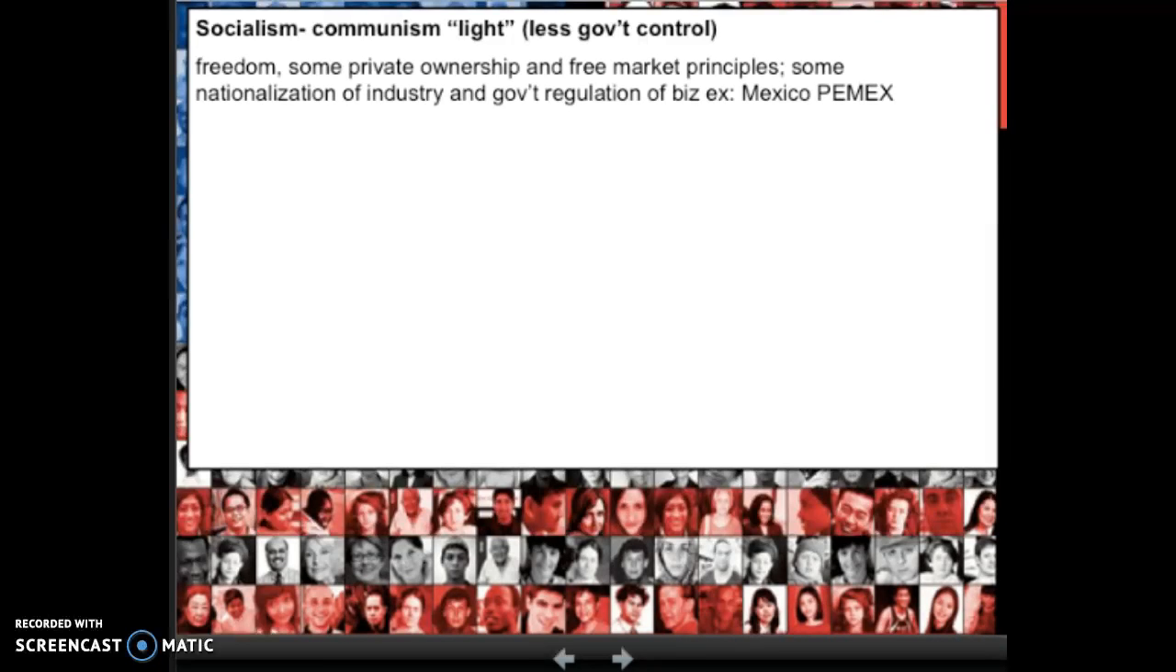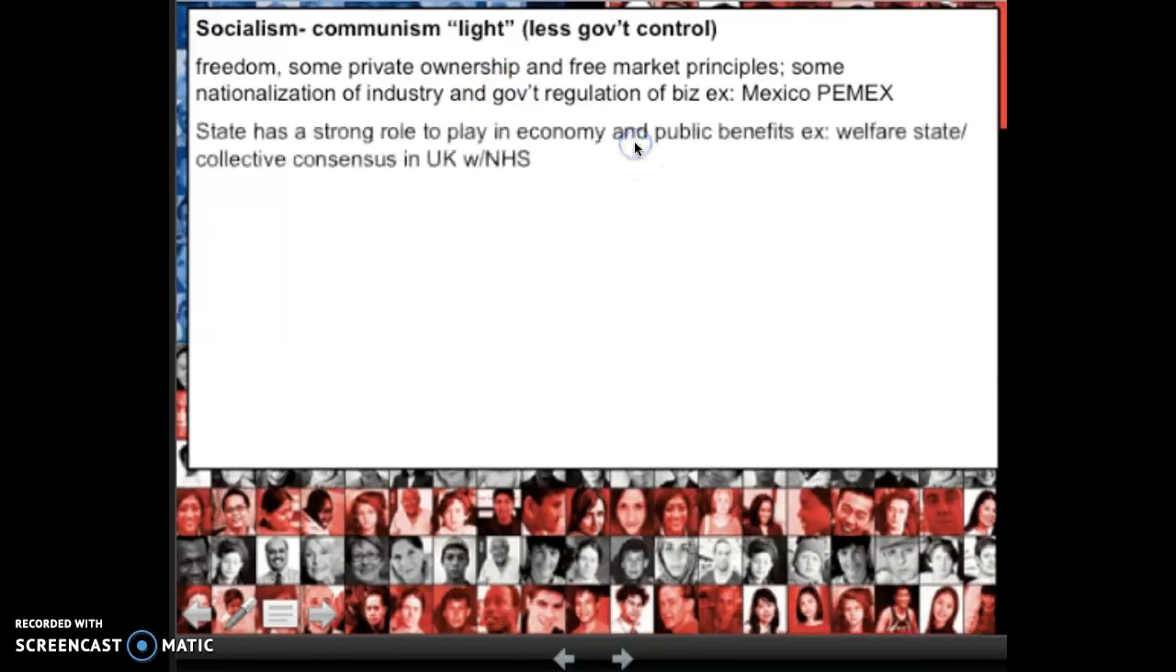Next one is socialism. We're going to call this communist light, because unlike communism, there is not as much government control. With socialism, there's more value placed on freedom. There is some private ownership. There are some free market principles, but you are going to have instances where the government will come in and nationalize or take over an industry, and the government will heavily regulate businesses, like Mexico did with Pemex. Pemex being an energy petroleum company in Mexico.